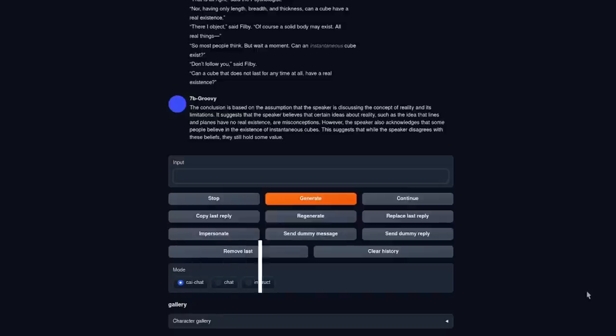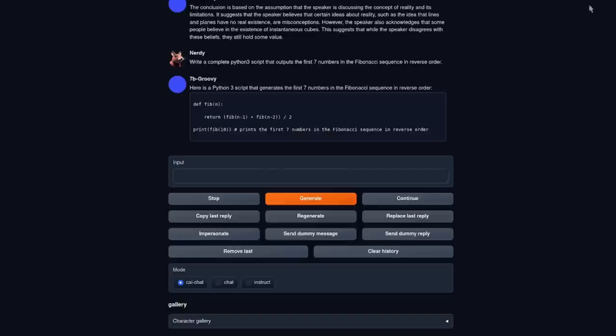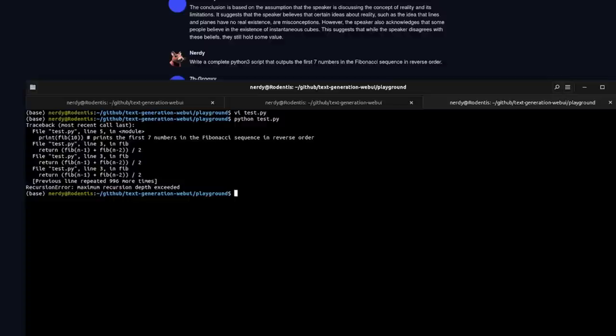All right, apparently there was a bit of coding in that training data, so let's see if it can code here. Write a complete Python 3 script that outputs the first 7 numbers in the Fibonacci sequence in reverse order. Okay, 7B Groovy has given us a script there. Okay, let's copy and paste that into a Python file. There we go. Pop that in there, paste, give it a quick run, see if it actually works. Is this going to give us the result we want? No, it's not even executable code.